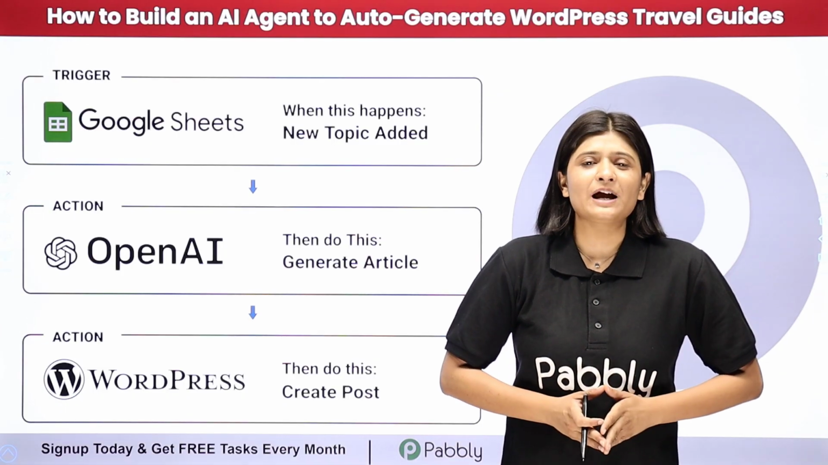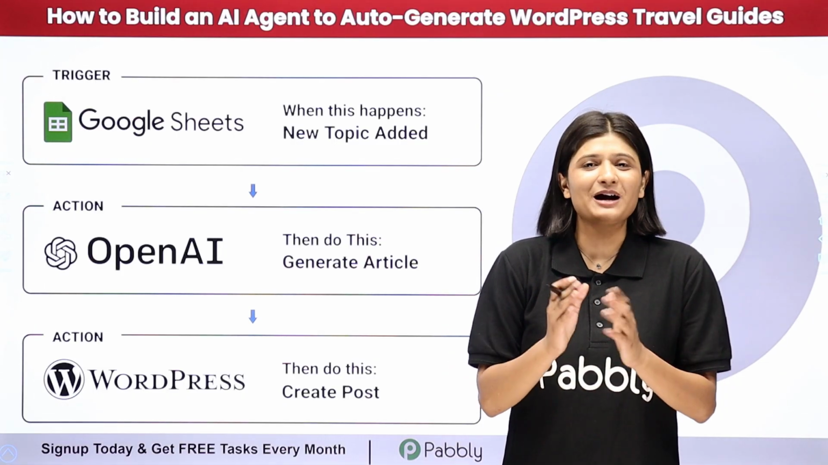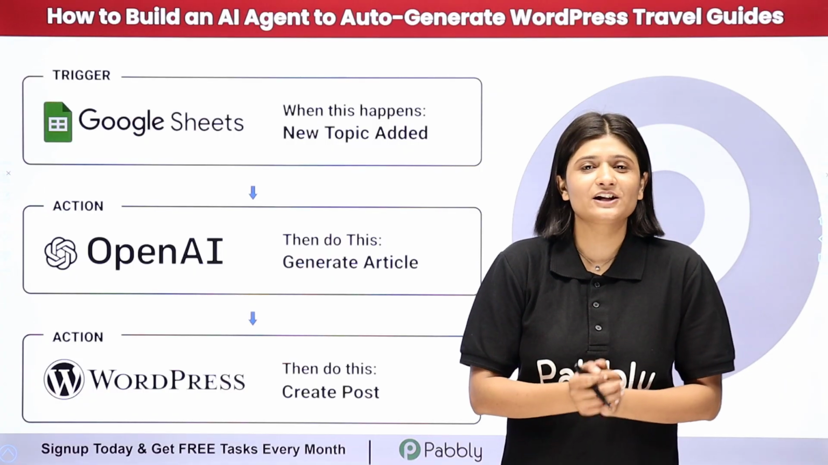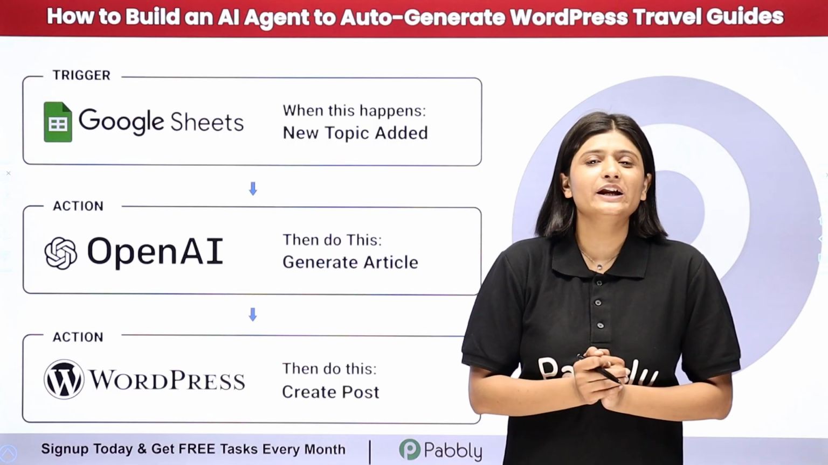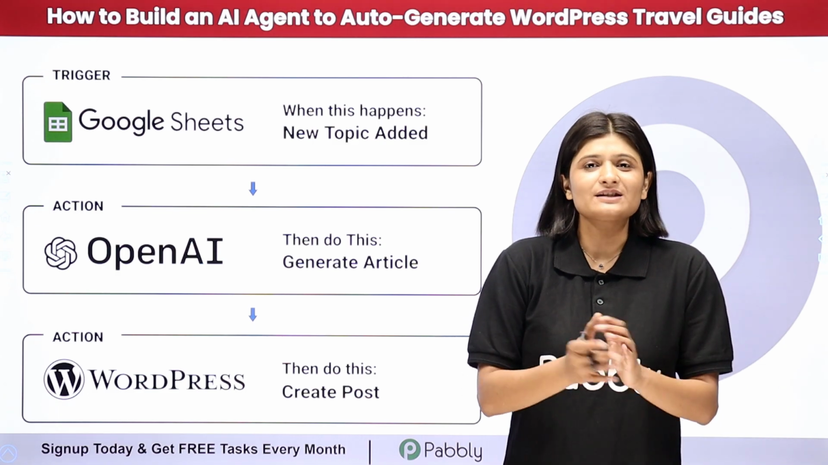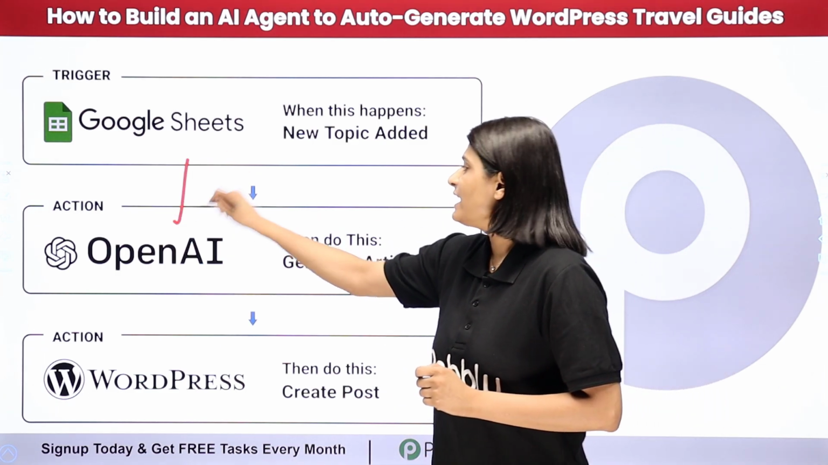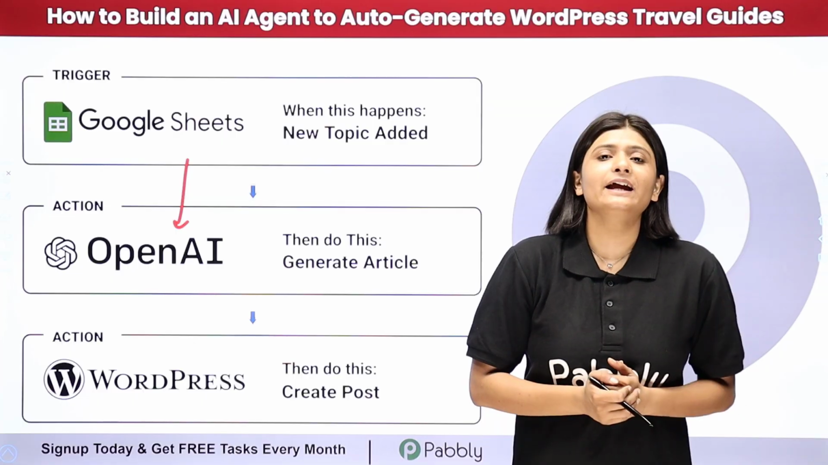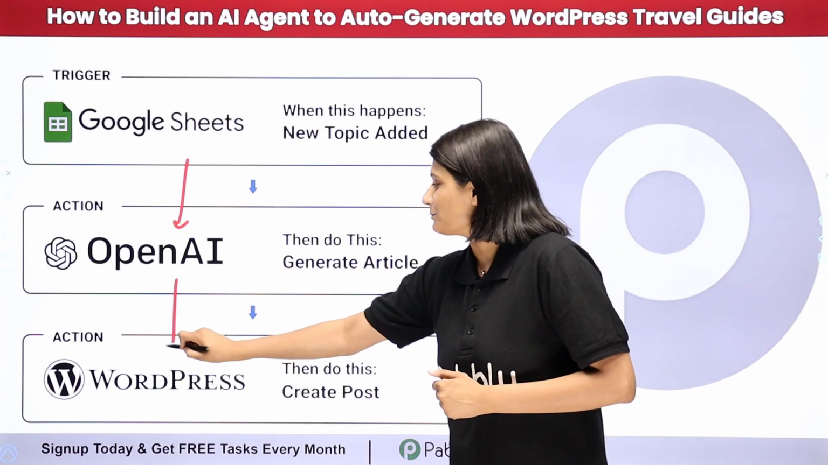And to do this automation, I'm going to use Pabbly Connect. Pabbly Connect is an amazing automation and integration software which requires no coding or programming skills. Here I just need to build a connection between Google Sheets, an AI agent, which I'm going to use as OpenAI, and then WordPress.